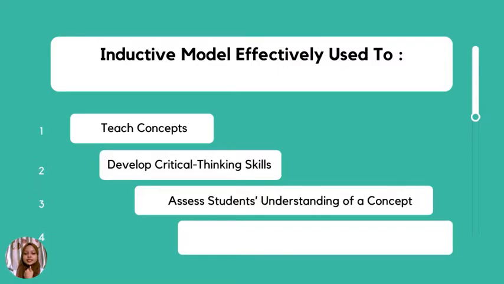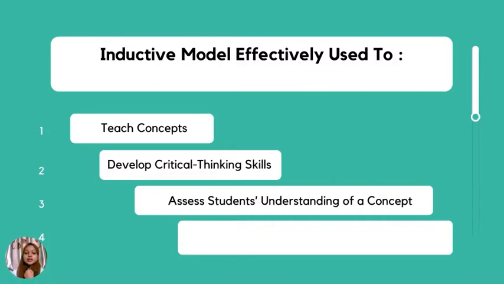The second is develop critical thinking. The inductive model develops student critical thinking by requiring them to practice observation, recognition of patterns and identification of the type through their examination of examples and non-examples.